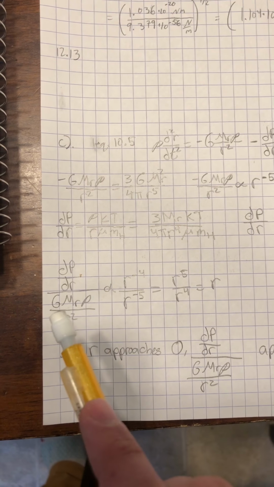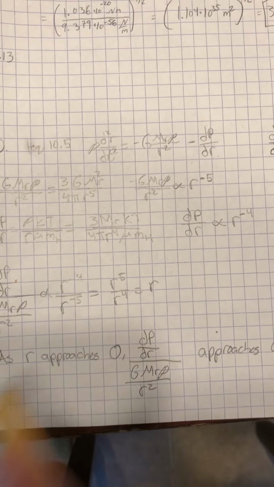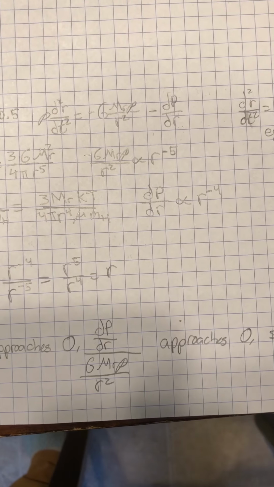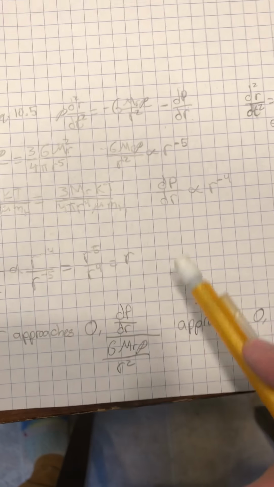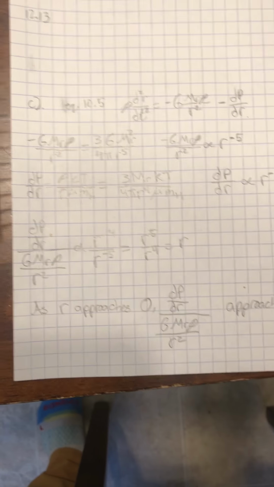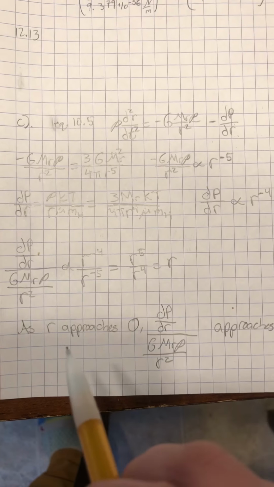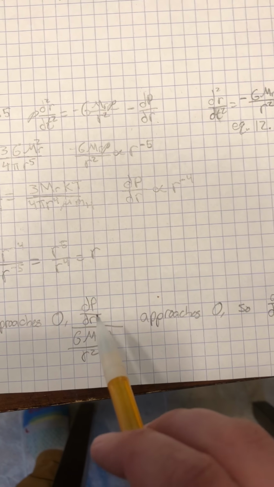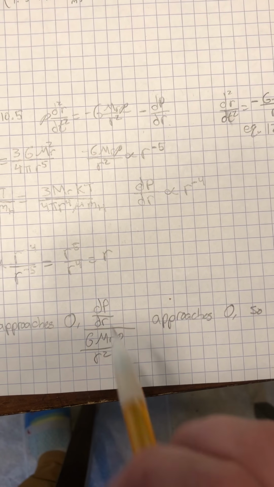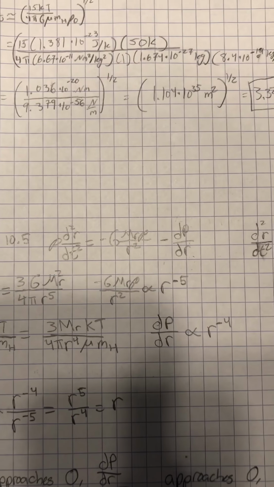Then we take that pressure gradient over this expression, and that will be proportional to r to the negative 4th over r to the negative 5th, which is equal to r to the 5th over r to the 4th, which is just equal to r. So basically this whole thing is just proportional to radius r. When the cloud is collapsing, r is decreasing, and as r approaches 0, this whole term, because of the proportionality, will also approach 0. From that we know that if this is approaching 0, then the numerator has to be much smaller than the denominator. Therefore, we have this inequality, and we can decide not to include the pressure gradient in this equation.